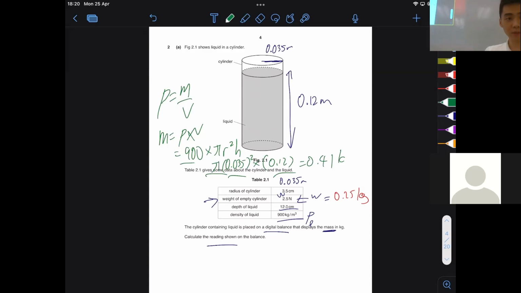How come the question here says 0.41? But last year we had 0.415. Okay, whatever, it doesn't matter. Anyways, press it properly in your calculator. You have gotten 0.42, right? If you have the mass of the water already, it's just a matter of adding this with this, right? Then it's just 0.67 kg.